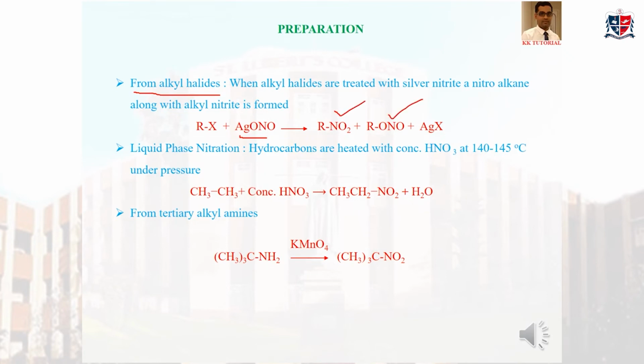Oh, this equation is not balanced, sorry. We can put 2 here, maybe we can put 2 here and we can put 2 here. So now it's balanced. Okay. So the first preparative method is from alkyl halides. When alkyl halides are treated with silver nitrite, a nitroalkane along with alkyl nitrite is formed.